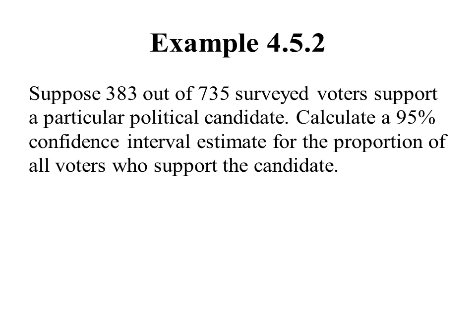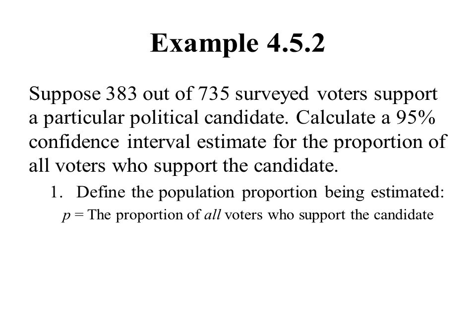So let's do an example of calculating a confidence interval. And then when we're done with the calculations, we'll talk about what this confidence interval means. So suppose that 383 out of 735 surveyed voters support a particular political candidate. So we would like to know the proportion of all voters that support this particular candidate. Using this information, we can get an estimate of that population proportion, but we want to get a measure of its accuracy. So specifically, we want to calculate a 95% confidence interval estimate for the proportion of all voters who support the candidate.